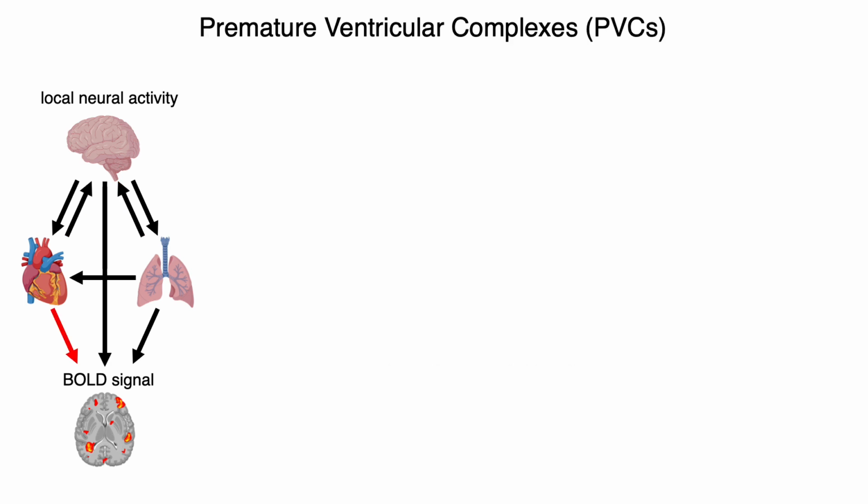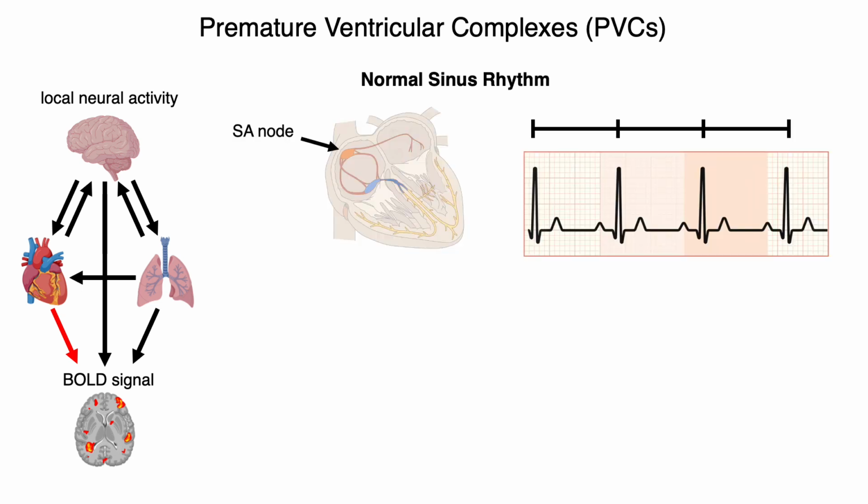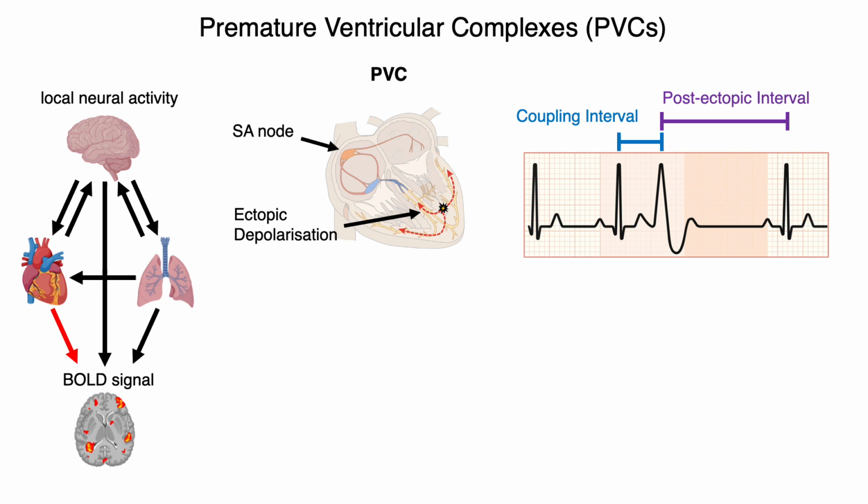One way to isolate the effects of the heart could be to study arrhythmias. Healthy heart rhythms are initiated at the SA node, which sends impulses down a conduction pathway, ensuring the timely contractions of the atria and the ventricles. During a premature ventricular complex, the ventricles depolarize spontaneously, producing a short coupling interval followed by a long post-ectopic interval. This is a common occurrence even in healthy individuals, which is sometimes experienced as a skipped heartbeat.